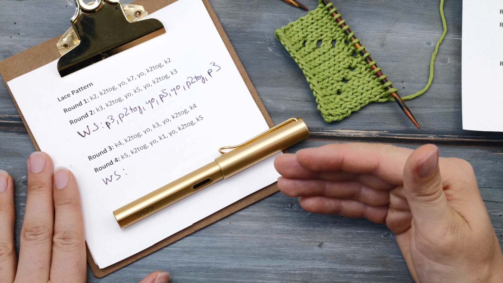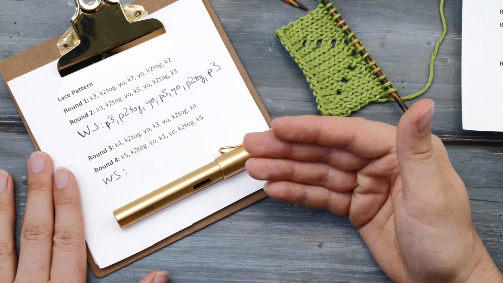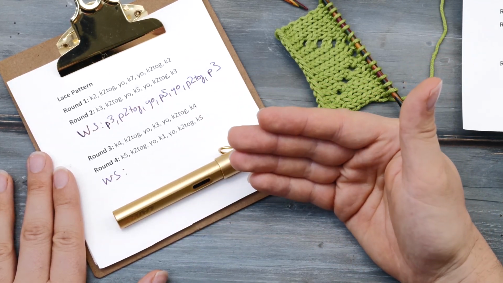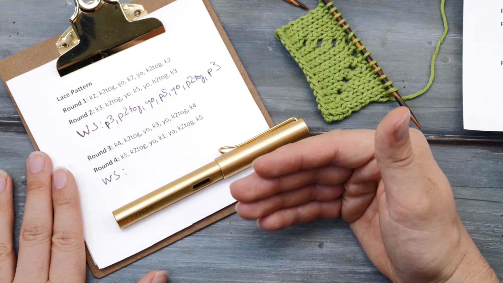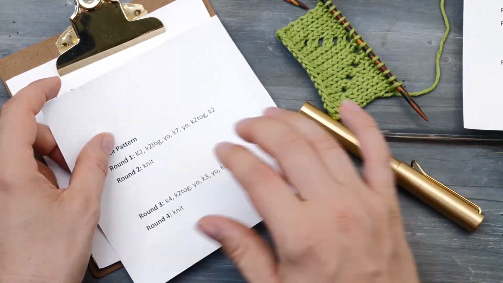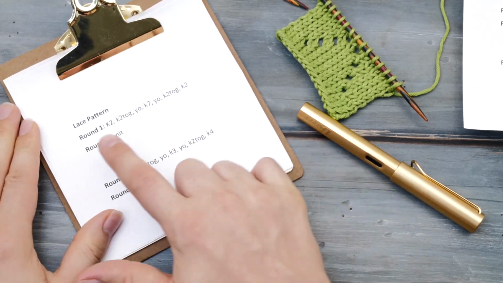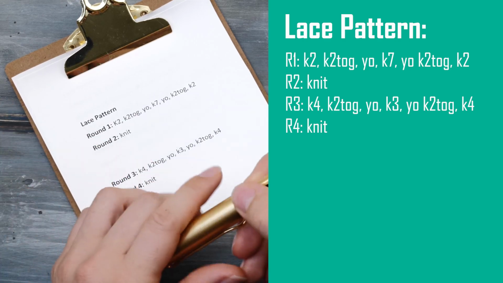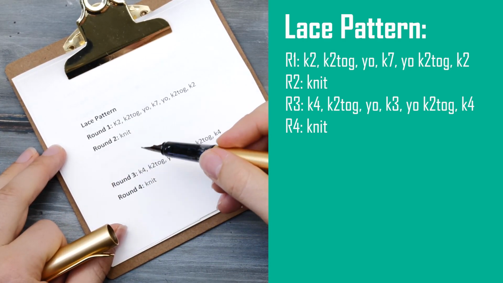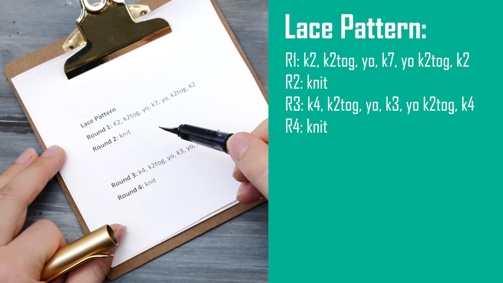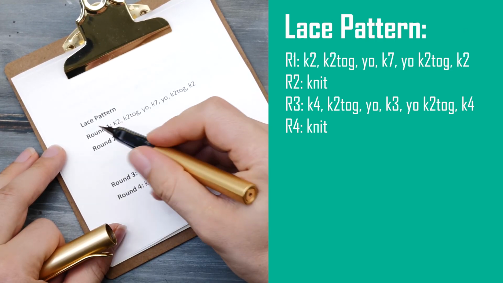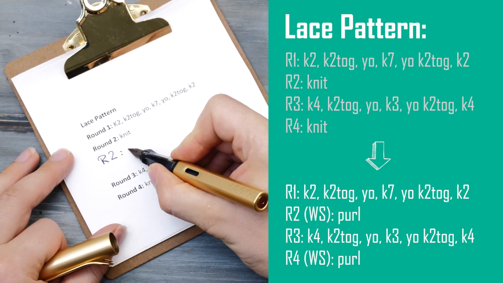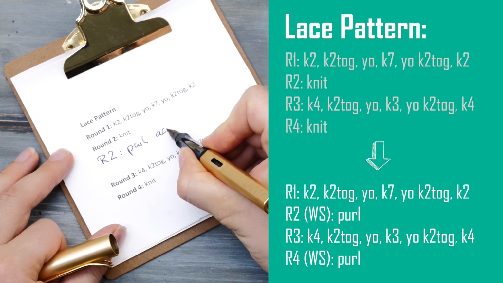Now here's one important note. Most modern patterns typically only place increases, decreases and so on every 2 rows, and very rarely in every row. So the aforementioned lace pattern typically often looks more like this. Round 1 knit 2 together and so on, and round 2 knit across. So the conversion for the wrong side row is typically a lot easier. You can often simply turn these knit rounds into purl rows. So row 2 would probably just be purl across.